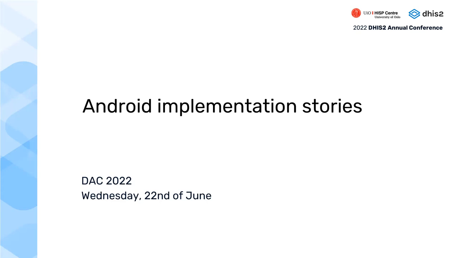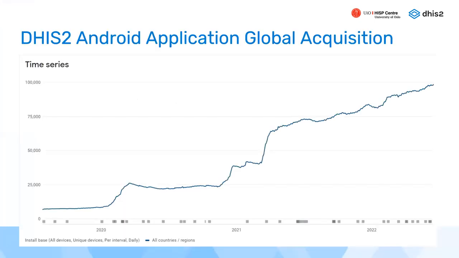Okay. So good afternoon, everyone, and good morning, evening, or afternoon to the people that are joining us online. We are going to talk today in this session about the Android implementation stories. And just to remind you, this chart was shared during the conference on Monday, the first day. This is the adoption of Android, right? This is the number of devices that are using Android during the last 30 days.